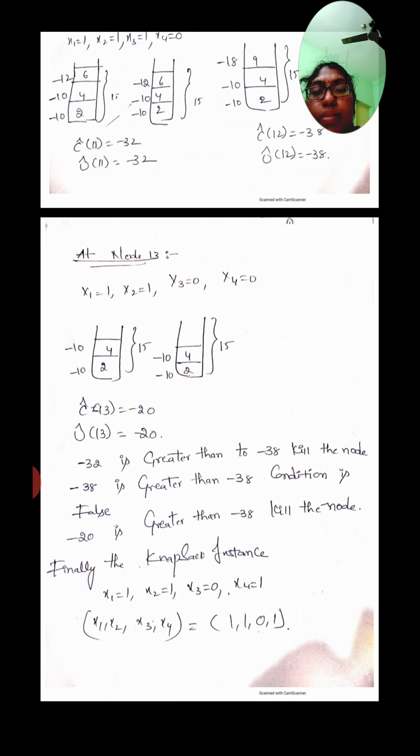Okay, look at it: minus 32 is greater than minus 38, kill the node. Minus 38 is greater than minus 38, condition is false. Minus 20 is greater than minus 38, kill the node. Finally, the knapsack instance is x1, x2, x3, x4 equal to 1, 1, 0, 1. This is our concept of the 0/1 knapsack problem by using the FIFO branch and bound technique solution. Later, we have to discuss the fourth unit, second part, lower bound theory comparison trees, in further videos.